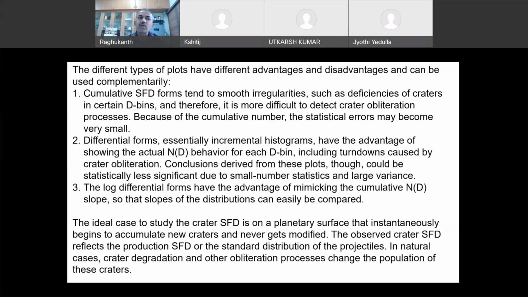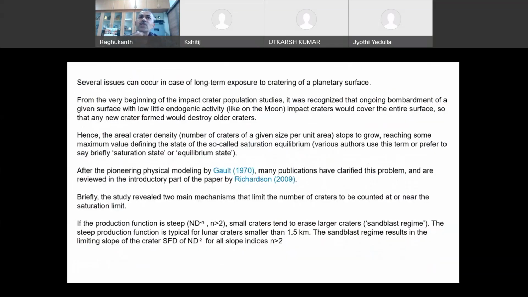Okay. Of course, the ideal case is a planetary surface that instantaneously begins to accumulate new craters and never gets modified. This is the ideal situation. If you do this, you will get beautiful plots. But in general, as I already told you and showed you, secondary craters and all the other problems will be there. So things are not that straightforward. And there are also several issues you followed, right? The long-term exposure, so many issues can happen actually.